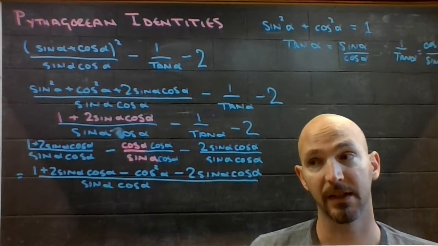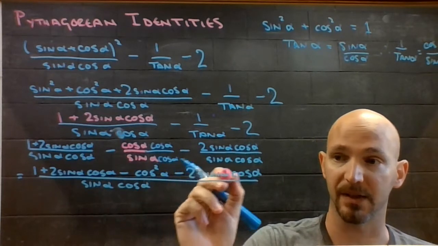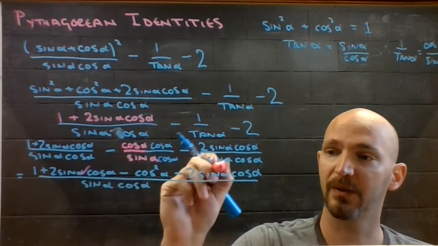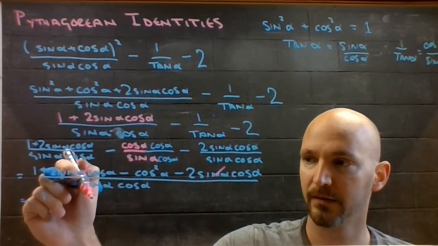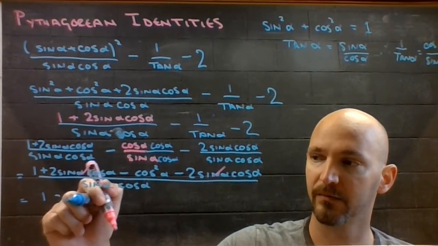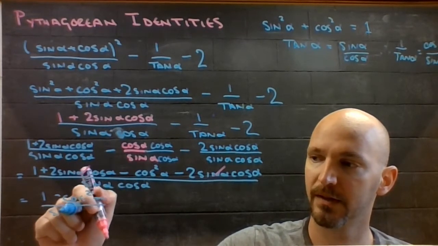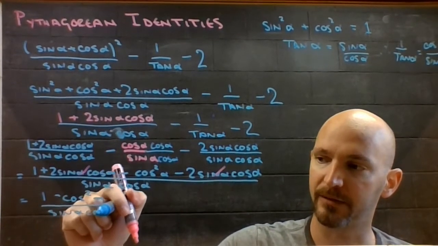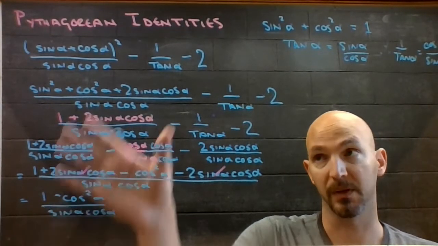Now something a little interesting happens there. I have plus 2 sine alpha cos alpha minus 2 sine alpha cos alpha. Those two things undo each other. So I'm left with 1 minus cos squared over sine alpha cos alpha, which is considerably simpler than what I had up there.